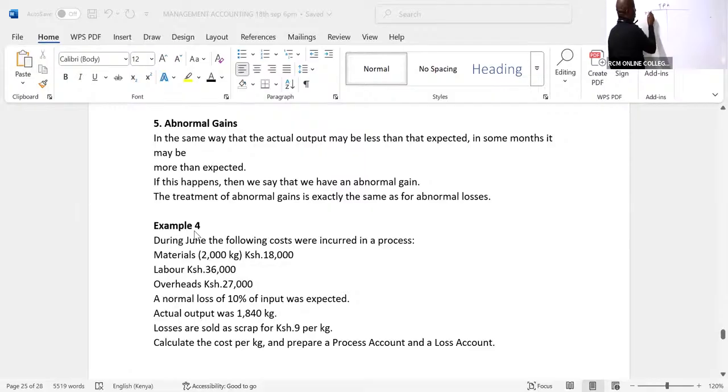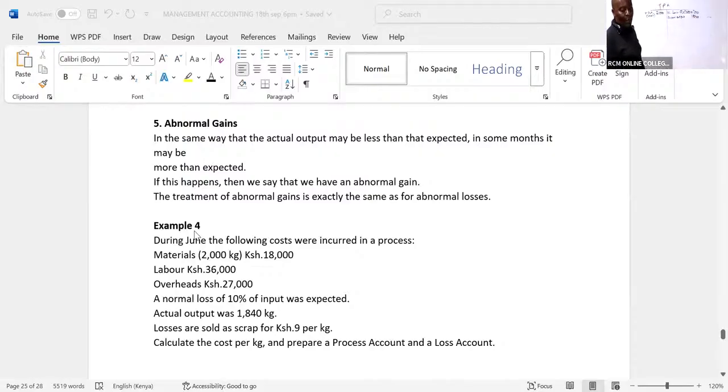So I can see input in the form of materials. The input there is 2000 kgs. And then, ladies and gentlemen, I go to the other side, I can see a normal loss of 10%. So 10% of 2000 gives me 200. And then I can see an actual output of 1840. And that is it.